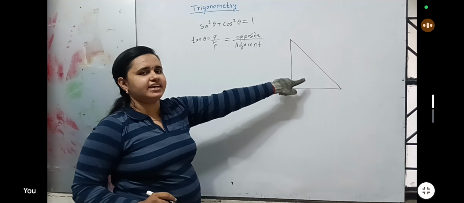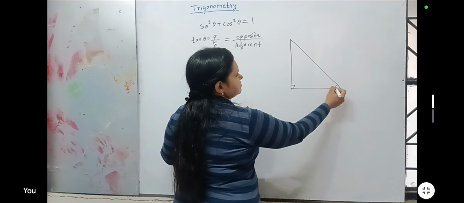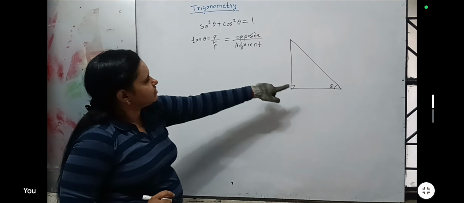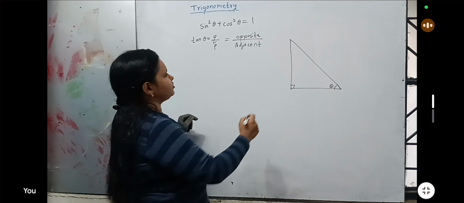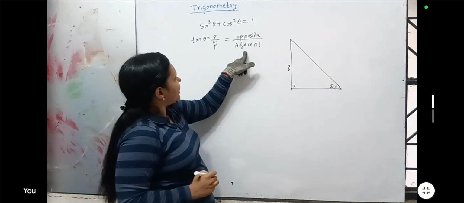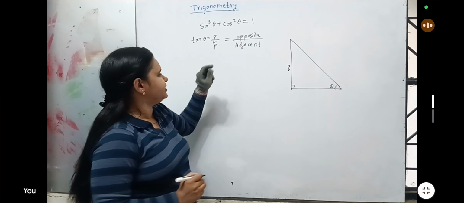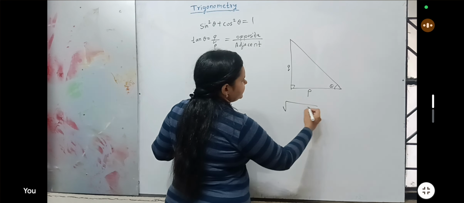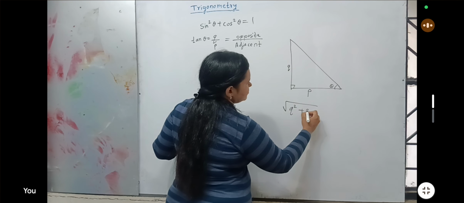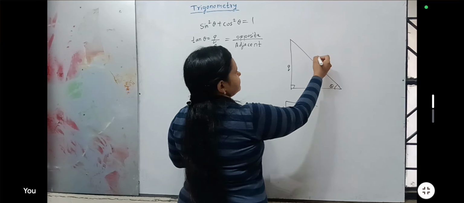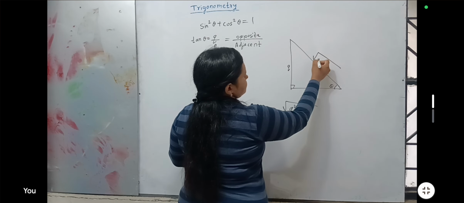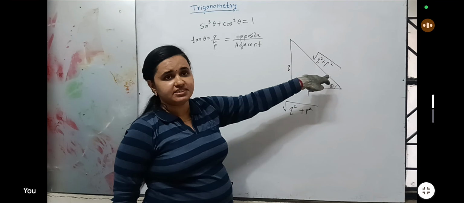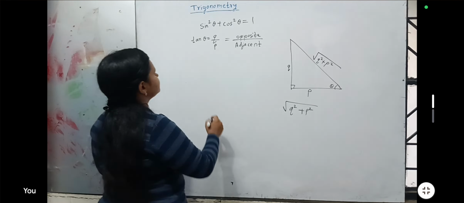We again make a right angle triangle. Here it is theta, and opposite to theta is given as q and adjacent to theta is given as p. So what will be the hypotenuse? It will be under root of q square plus p square. So we have got the hypotenuse as under root of q square plus p square.